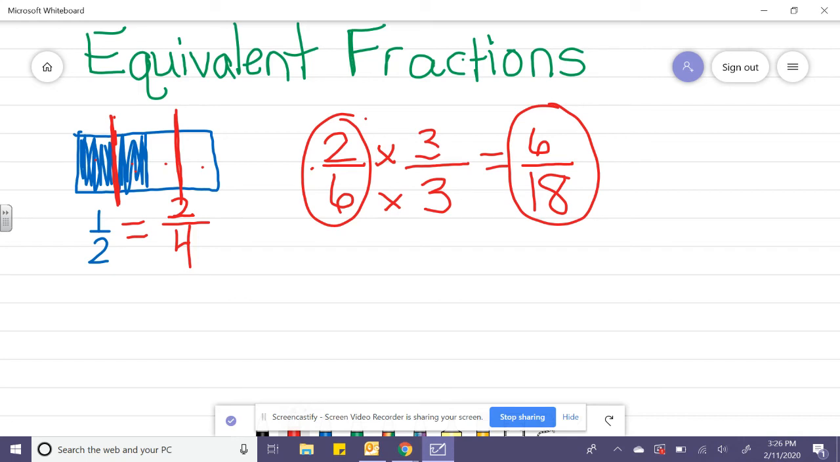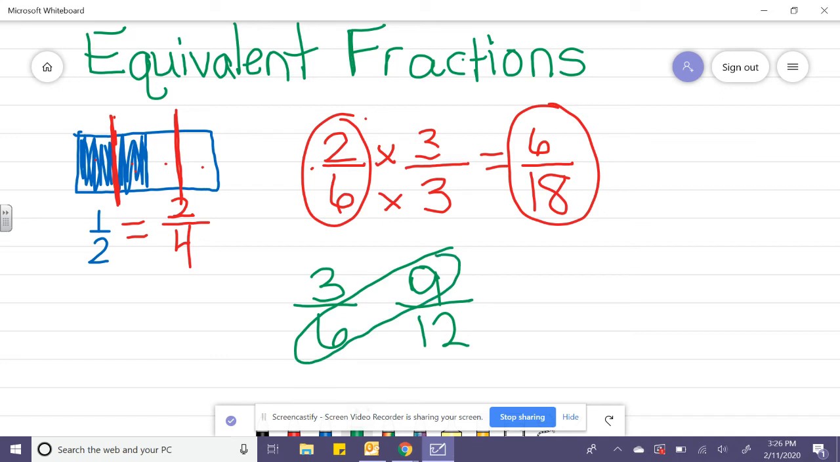And let's change again a little bit here. And let's say they gave us two fractions, and we're supposed to figure out if they are equivalent or not. Let's say they gave us 3/6 and 9/12. And the method we use here to figure out if these fractions are equivalent is called the butterfly method. And what we would do is we would diagonally multiply these numbers together.